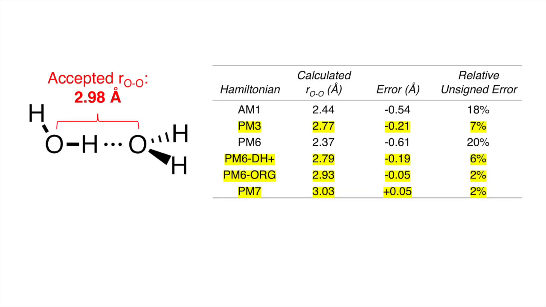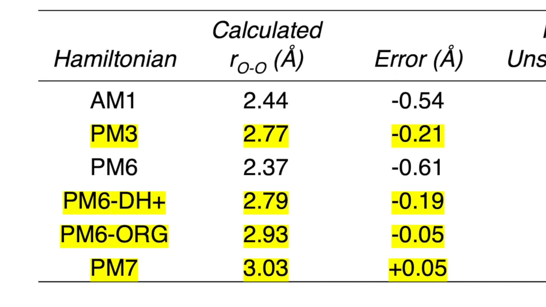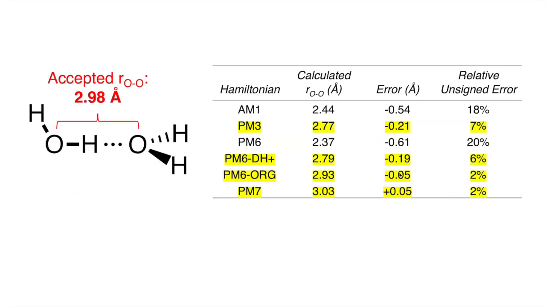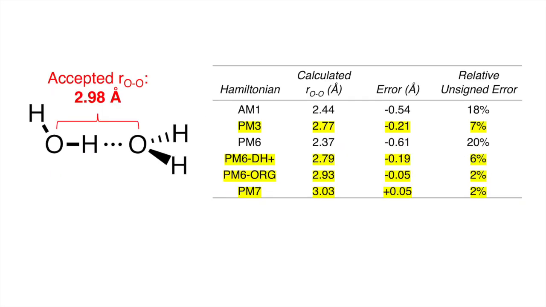What about the oxygen-oxygen bond lengths? Remember, the accepted value is 2.98 angstroms. Almost all of these methods tend to underestimate the oxygen-oxygen bond length. How do you know that? Look at the error. Now, if we draw the dividing line at 10% relative error, we can see that PM3, PM6 DH+, and then PM6 ORG and PM7 all fall beneath that 10% error. In other words, they're giving you reasonable oxygen-oxygen bond lengths.